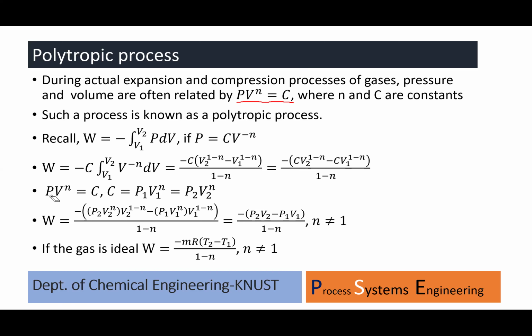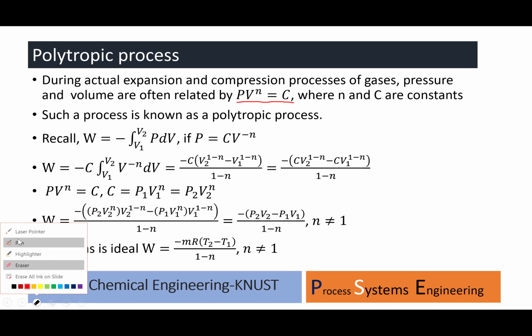So it means that for every pressure and volume at a particular state, it's always going to give me a constant value. If I have the pressure and the volume at state 1, and I have the pressure and the volume at state 2, they are always going to give me a constant value. That's what the expression PV to the power N is equal to C means. So the C we have here, when we multiplied it, we had CV2 to the 1 minus N minus CV1 to the 1 minus N. We can replace the C here with P2 times V2 or P1 times V1.